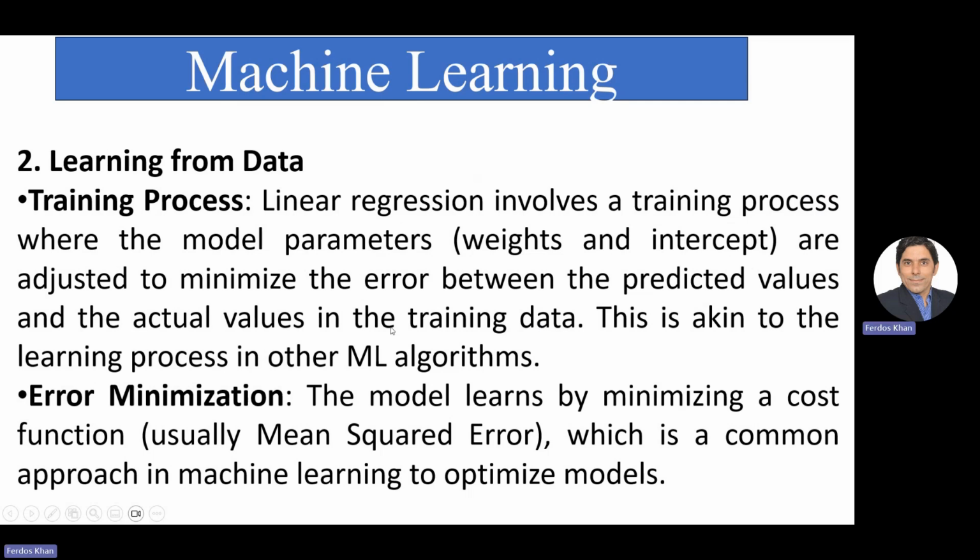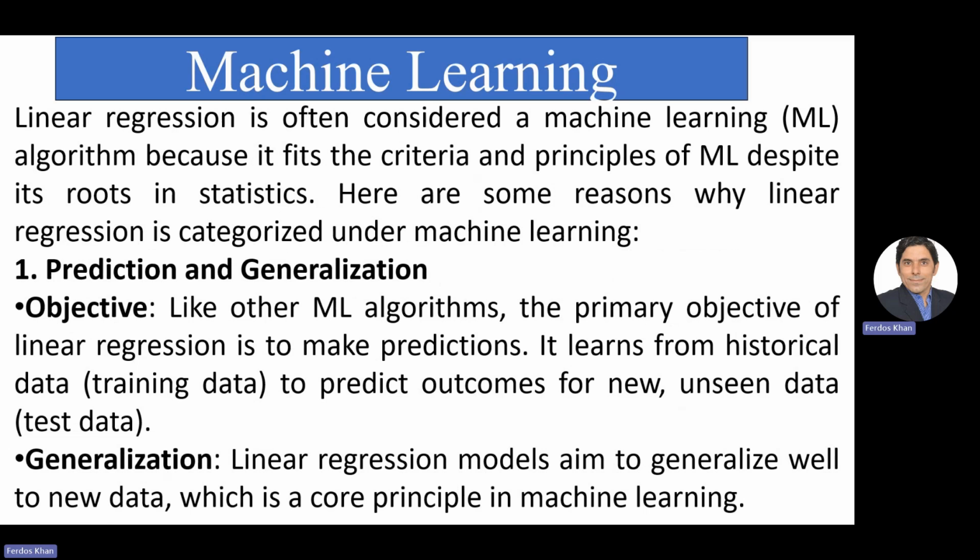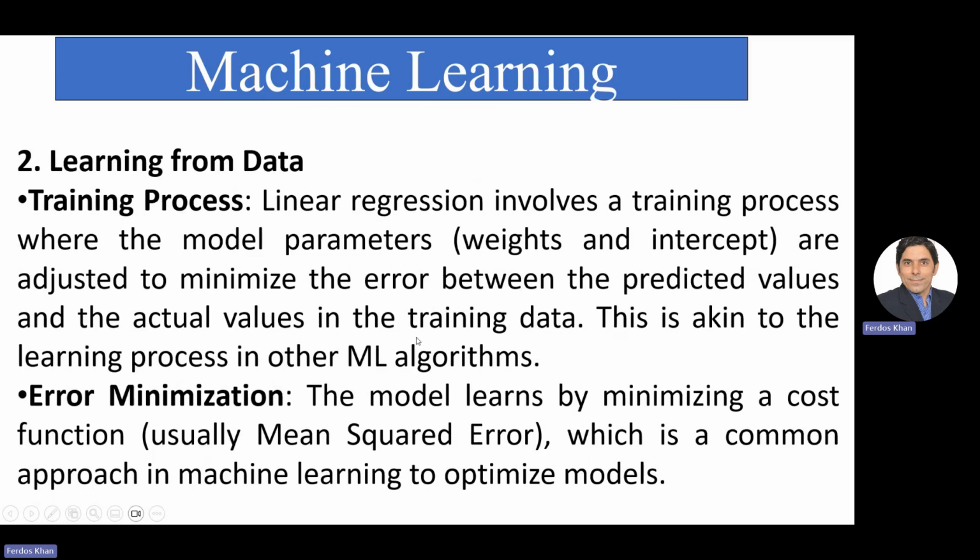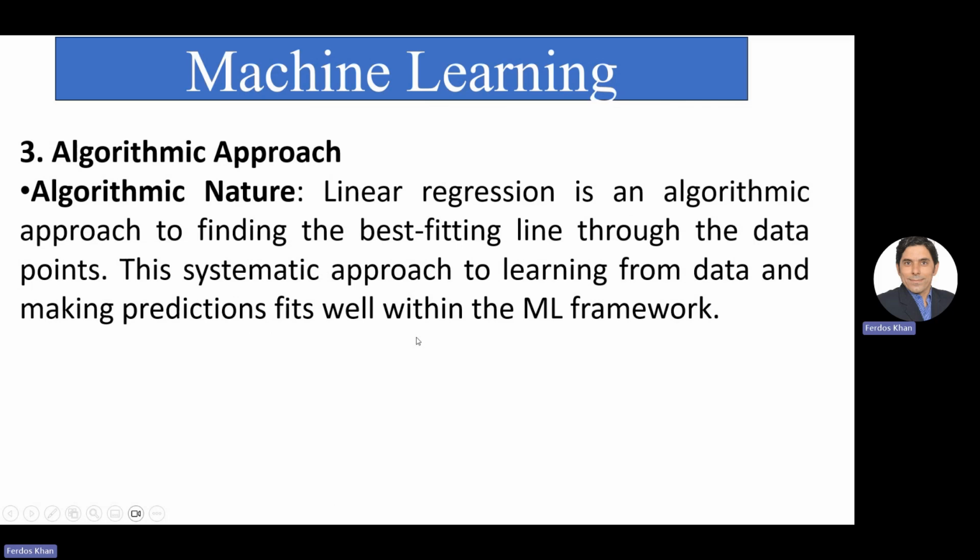Error minimization. The model learns by minimizing the cost function, usually mean square error. Yes, this is the sum of squares of the error, which is a common approach in machine learning to optimize models. So the same thing we are doing, these two things. This is machine learning: the primary prediction and then minimization of the error. So these two things are the same as we do in machine learning and regression analysis.